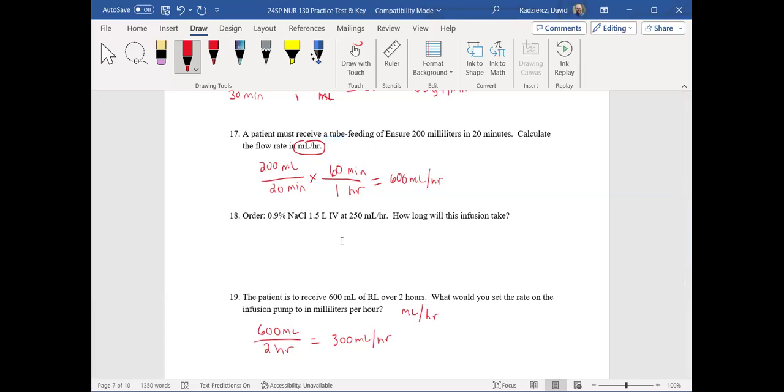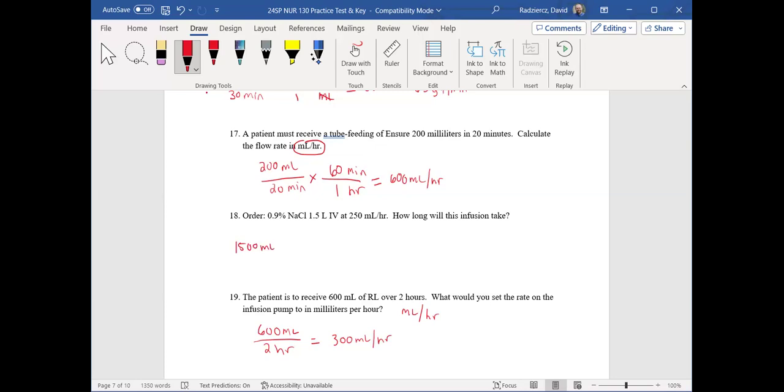You might be able to do this in your head. You might be able to say, oh, okay, so 250 in an hour, 2 hours, it'll be 500, 3 hours, it'll be 750, 4 hours, it'll be 1,000. And you can kind of just count up from there. Or you might need to do a conversion. So hopefully, that 1.5 liters is the same thing as 1,500 milliliters.